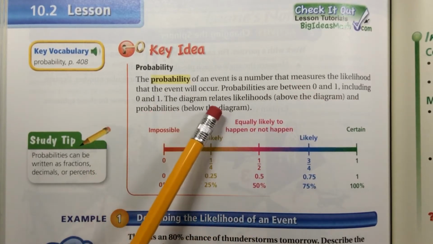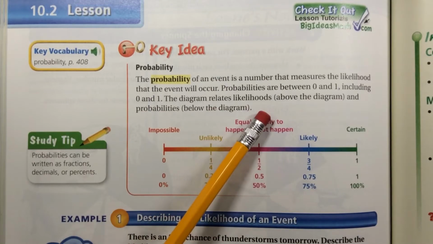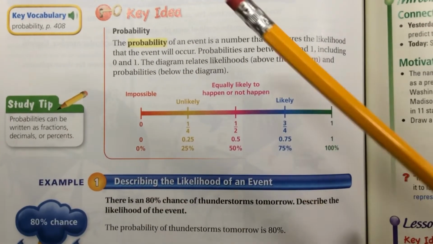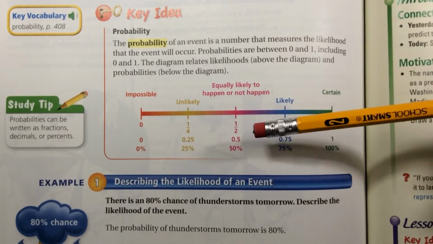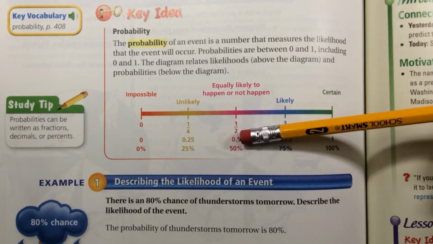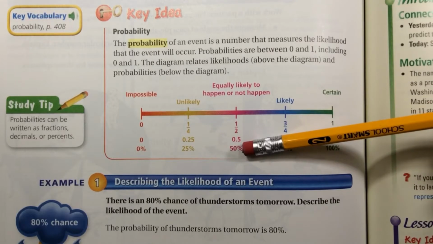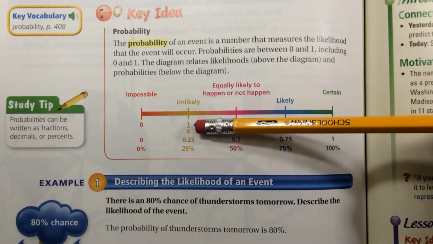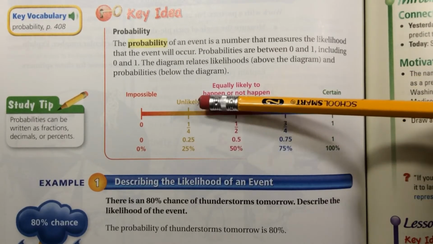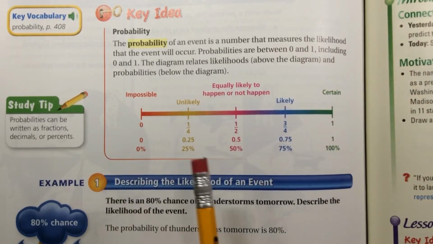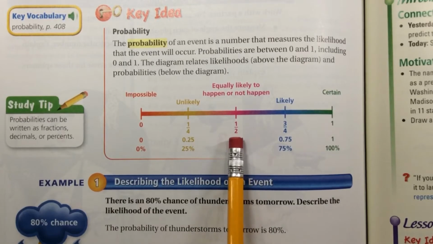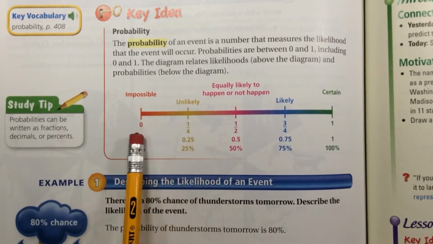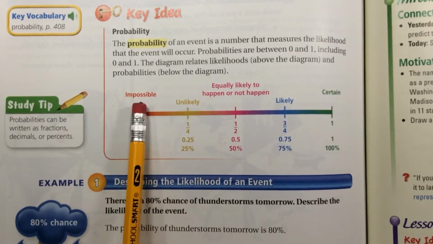The diagram relates likelihoods and the probabilities. So, for instance, if something has a probability of 1 out of 2, we would say it's a 50% chance, or it's equally likely to happen or not happen. If it's 1 out of 4 chance, we would say that's unlikely. In fact, anything that's less than 1/2 would be unlikely. And if it's all the way down to 0, then we call it impossible.